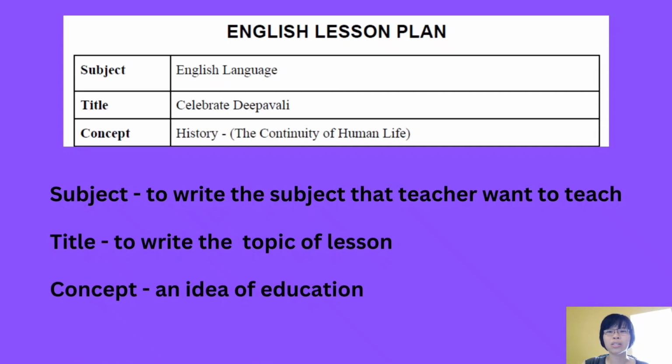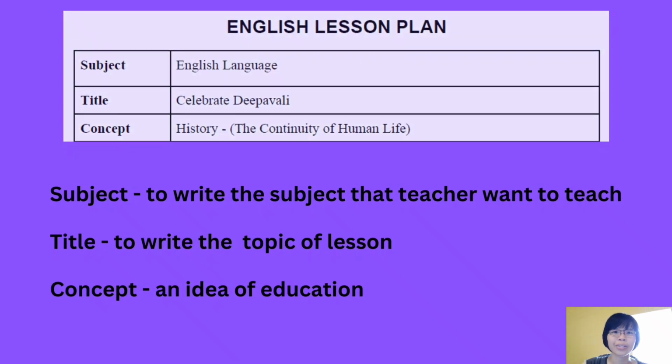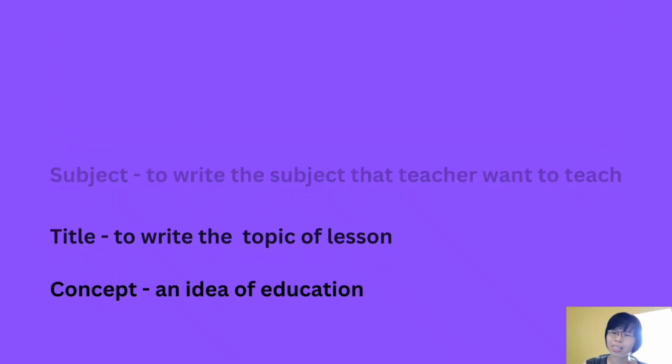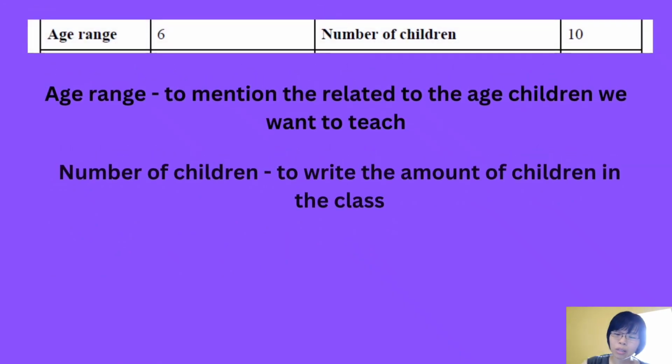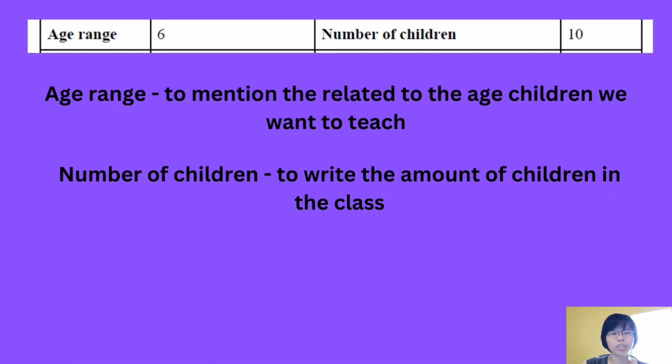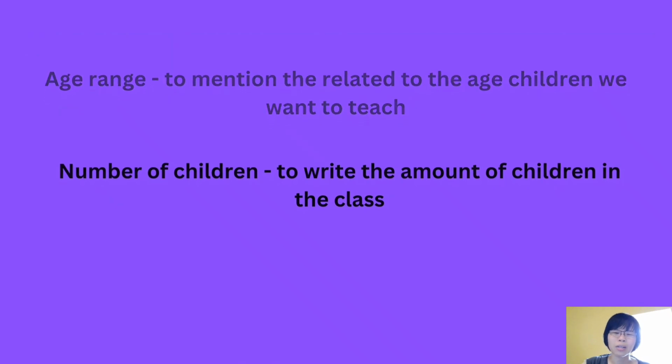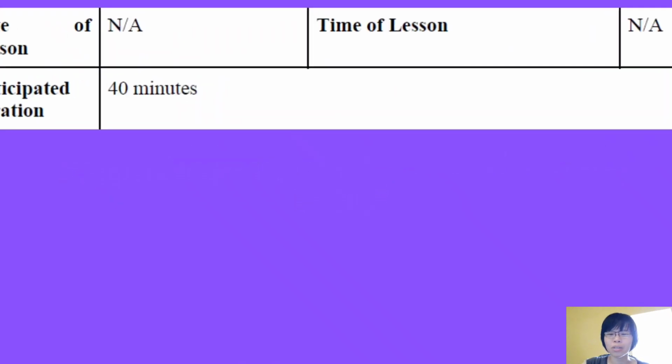Then the teacher needs to write out the concept of the lesson, which means the knowledge of key ideas in a cohesive manner. The teacher also needs to put in the age range to mention the age of the children we want to teach. Besides that, the teacher also needs to write the number of children in the class to make the lesson easier to prepare materials and group activities.